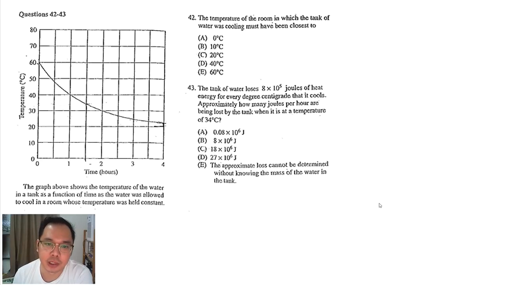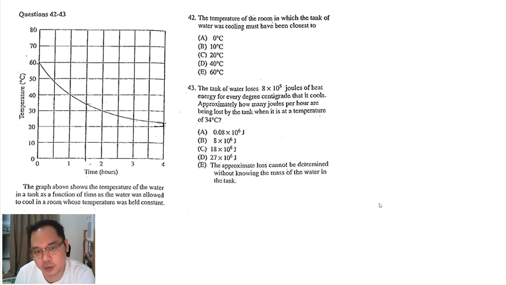Hello, in this video I'm going to help you answer a question in an AP Physics past paper about thermal physics, questions 42 and 43. We have a graph of temperature versus time, and we see the temperature decreases as a curve, not a straight line, from 60 degrees to about 20 degrees.